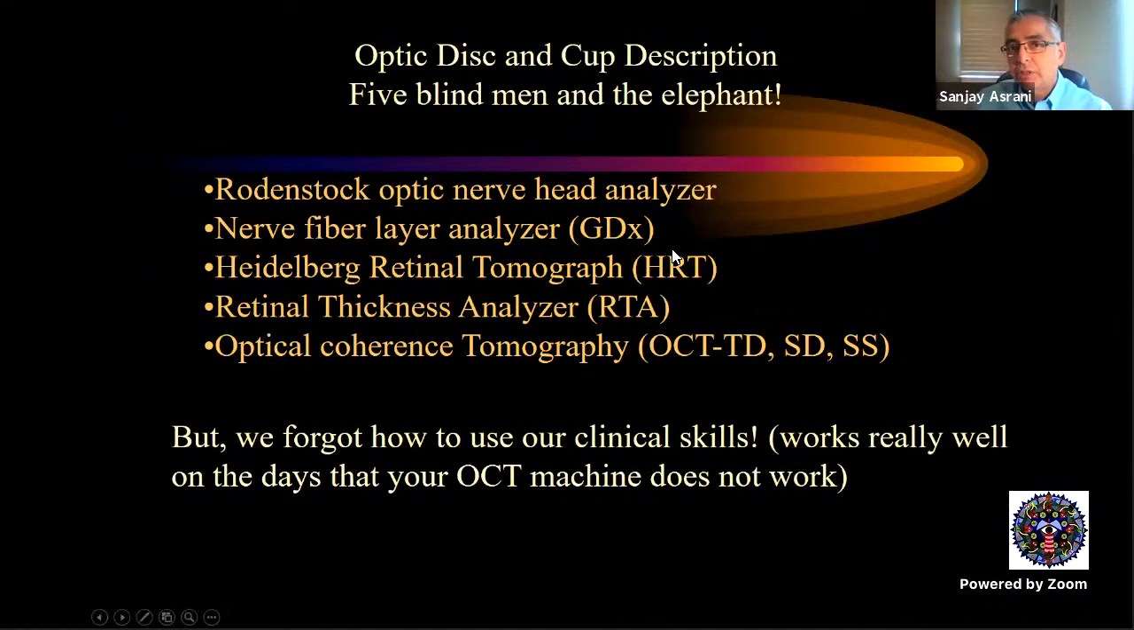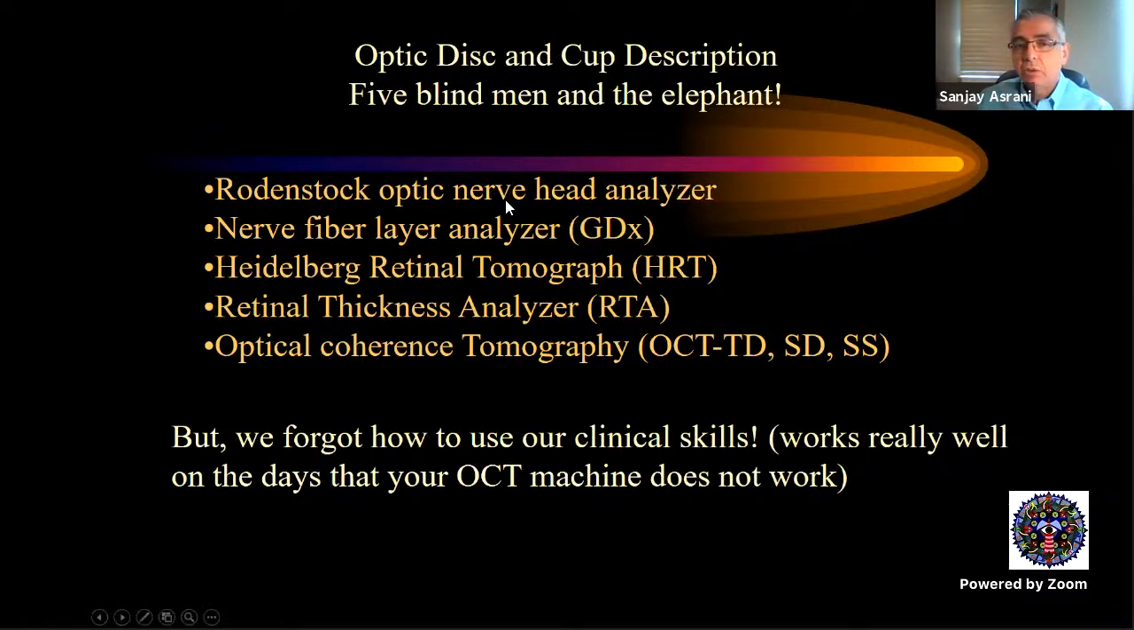Now, description of the optic disc and the cup are like the story of the 5 blind men and the elephant. We are unable to describe it in its entirety. We try to say it's a big nerve, big cup, sloping, shallow, saucerization, focal notching, bayoneting, all sorts of terminology, but it's very difficult to describe it.